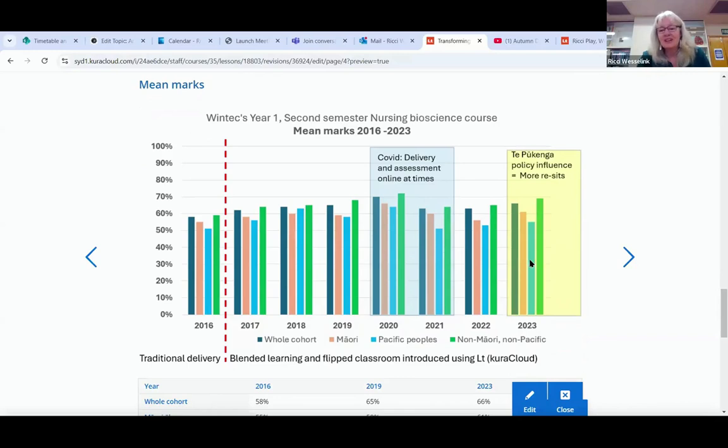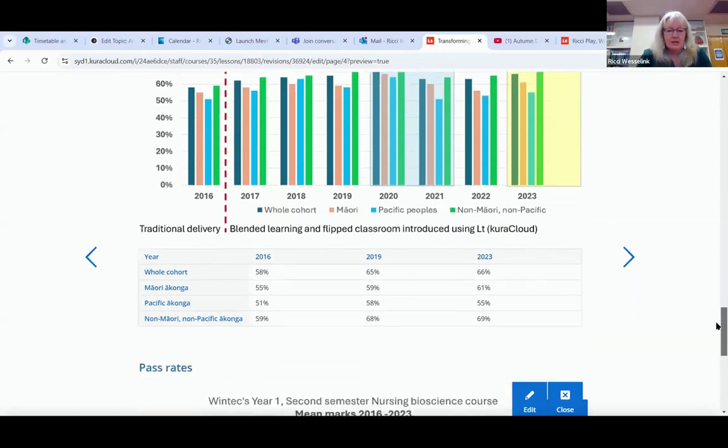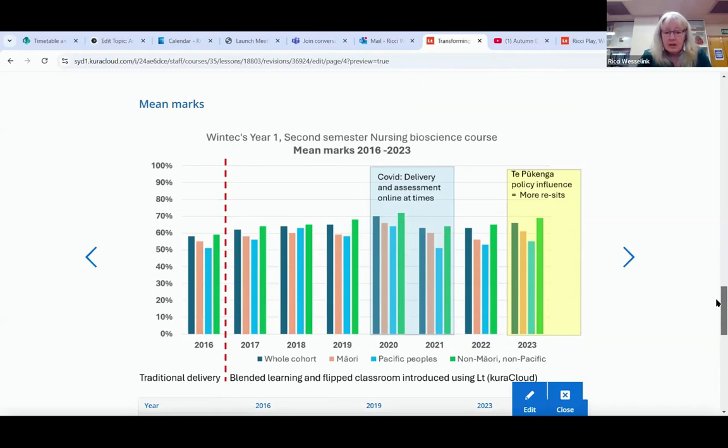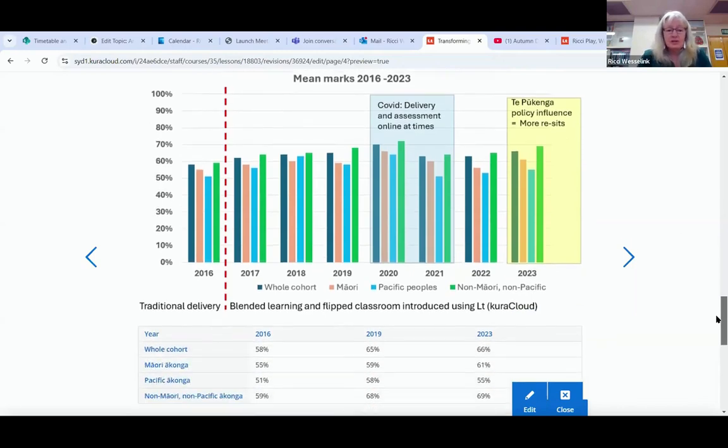And then what you can see down here is that under the influence of Te Pūkenga policy, more resets were offered in 2023. So students were allowed to reset each assessment once if they would like to. And so we've got slightly raised marks here. Okay, so that was our mean marks, so still better than 2016.